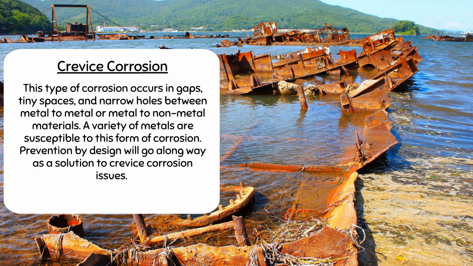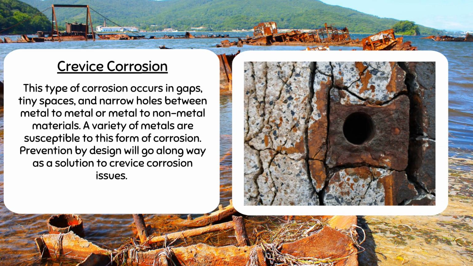This type of corrosion occurs in gaps, tiny spaces, and narrow holes between metal-to-metal or metal-to-non-metal materials. A variety of metals are susceptible to this form of corrosion. Prevention by design will go a long way as a solution to crevice corrosion issues.